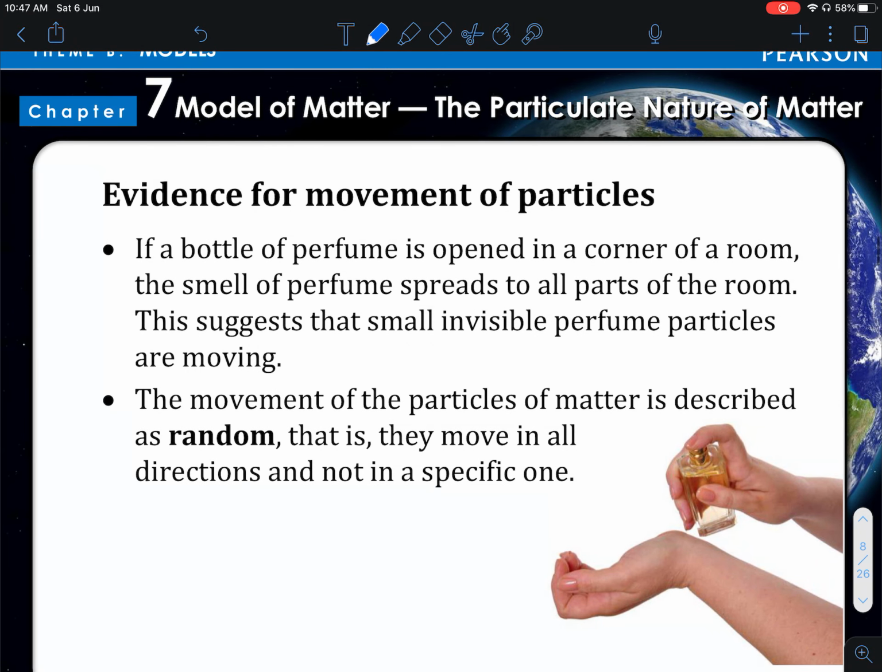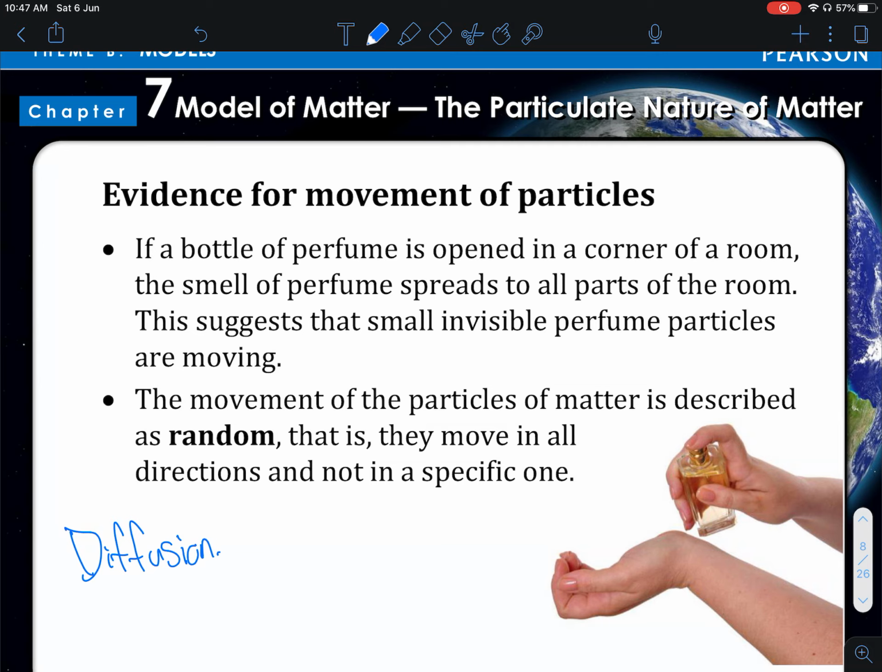What about movement? Just now we talked about diffusion. Diffusion is the process, or the evidence, to show that particles are able to move. There are many ways in which we can demonstrate that particles are always moving. In this case, we use perfume, which is more or less a gas.